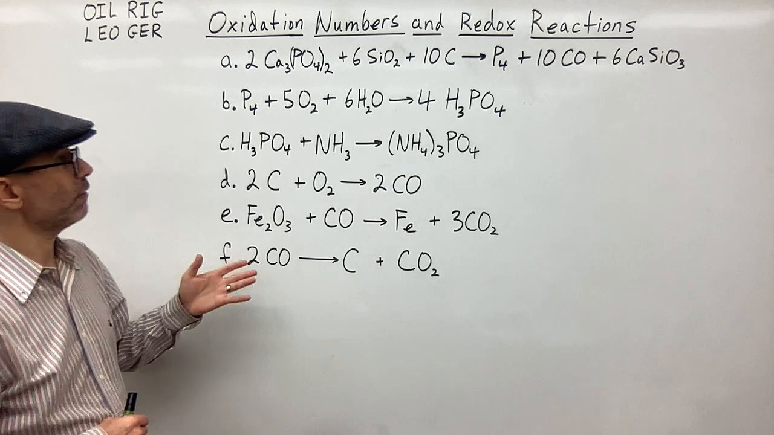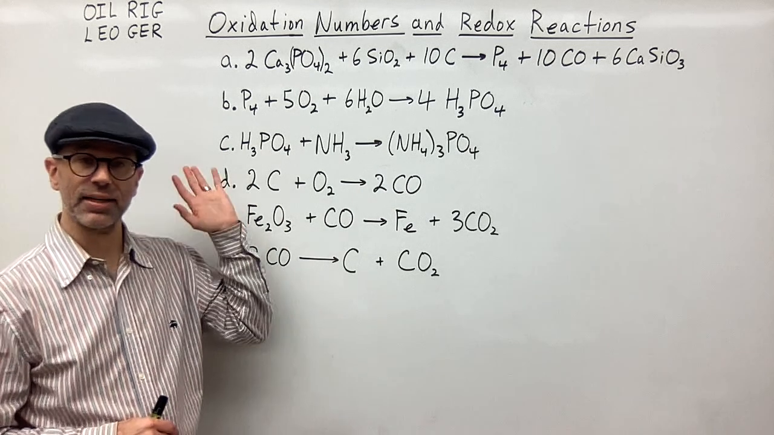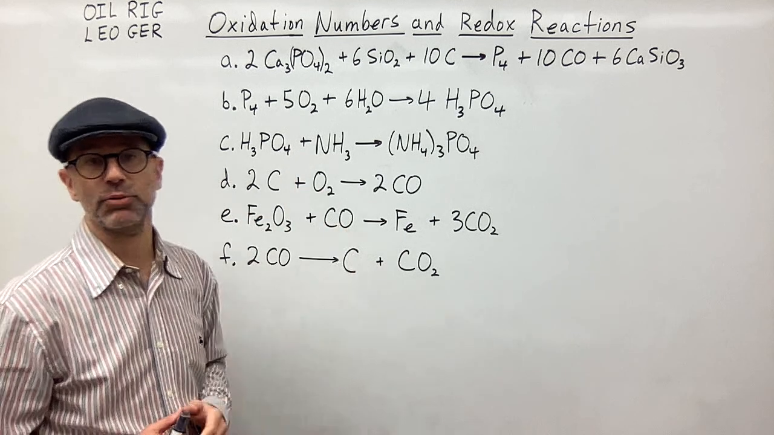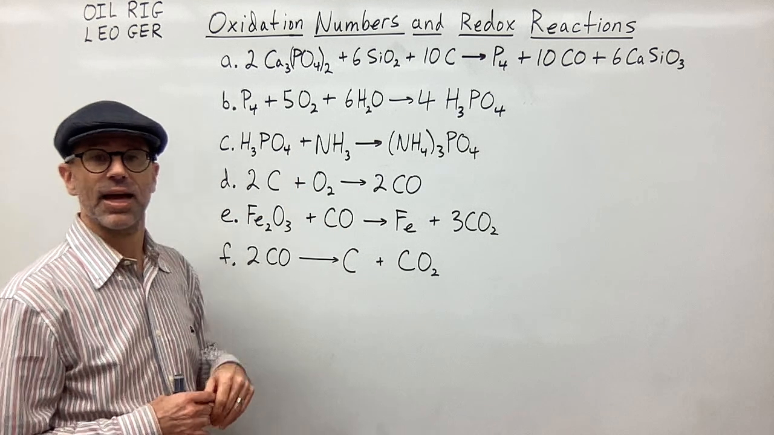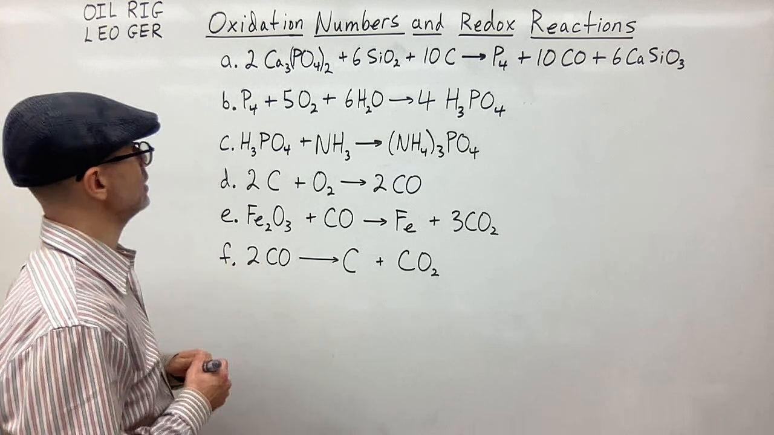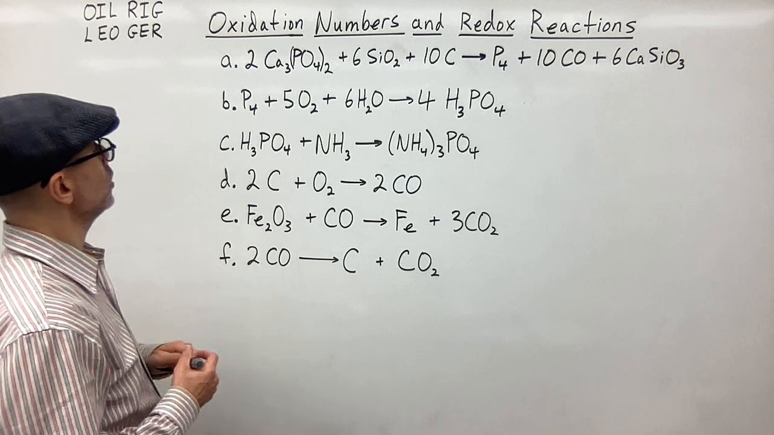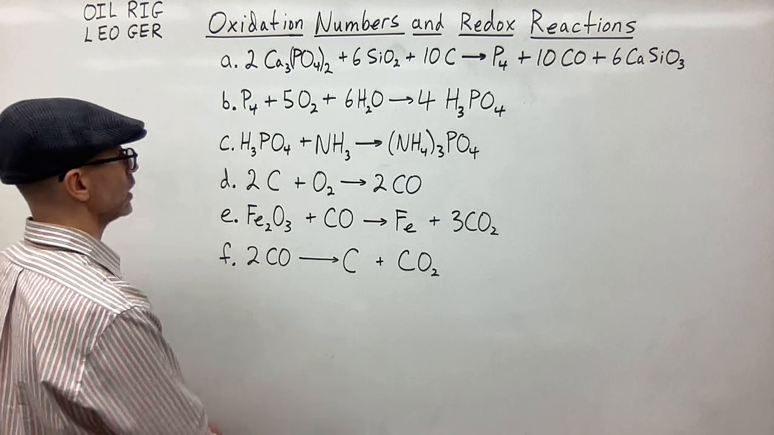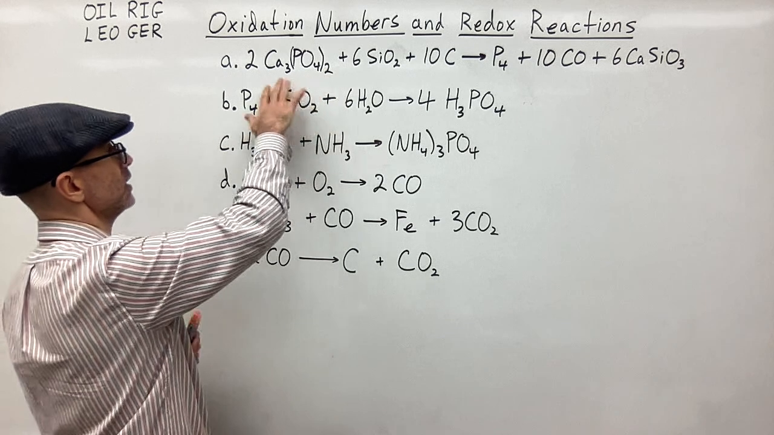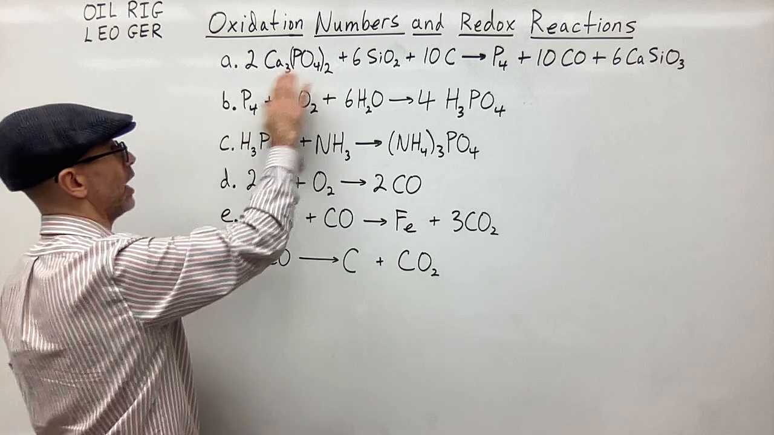Okay, so the first thing we need to do is assign the oxidation state. So we'll start with A. Here we're given a reaction. We need to identify it as a redox reaction or not. So we need to first always assign oxidation states. So let me use a different color. So we've got to assign the oxidation states. So we'll work our way down.